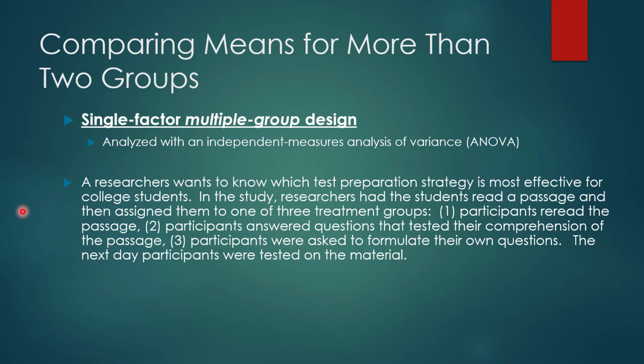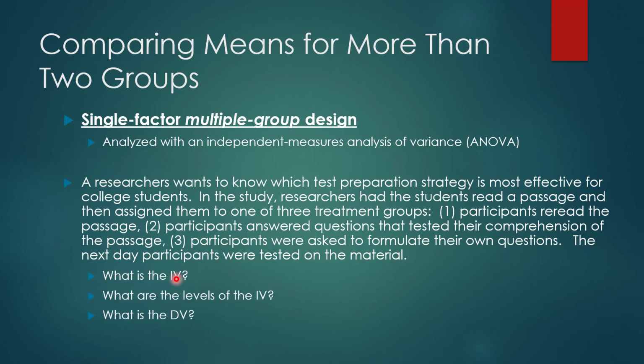So here's an example for that. A researcher wants to know which test preparation strategy is most effective for college students. In the study, the researchers had the students read a passage and then assigned them to one of 3 treatment groups. Group 1 participants reread the passage. In Group 2, the participants answered questions that tested their comprehension of the passage, and in Group 3, the participants were asked to formulate their own research questions. The next day, the participants were tested on the material.